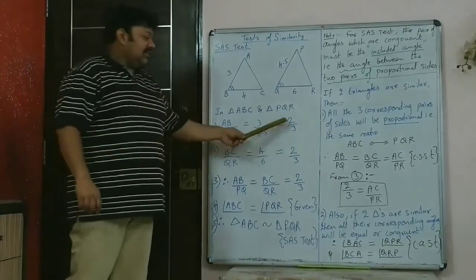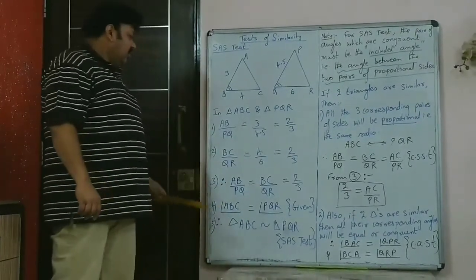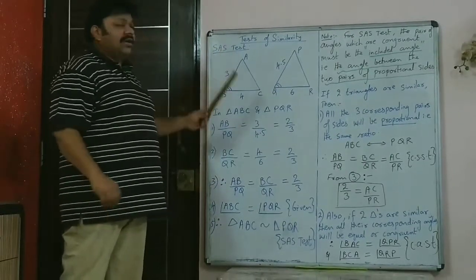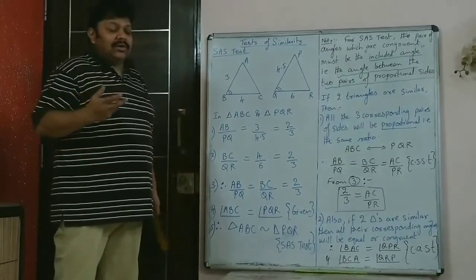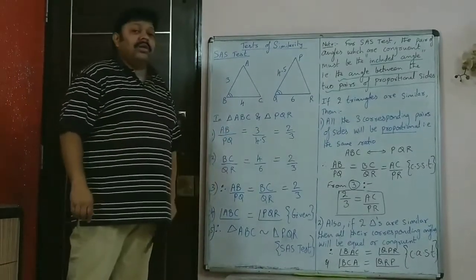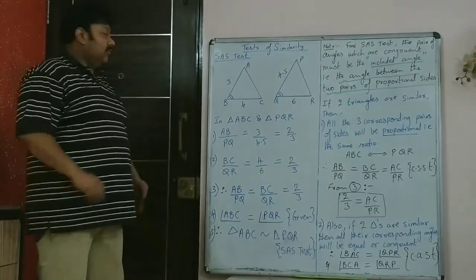So since both the sides are in the same ratio, you get one condition, that is side and side. Here the sides are not congruent. Here the sides are just proportional. That means they have to be in the same ratio.